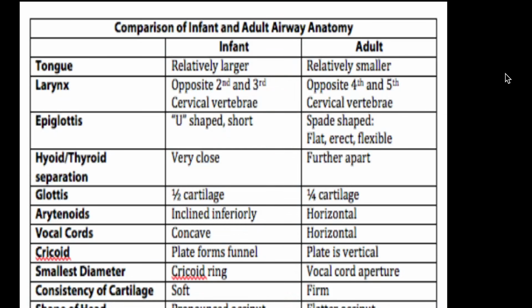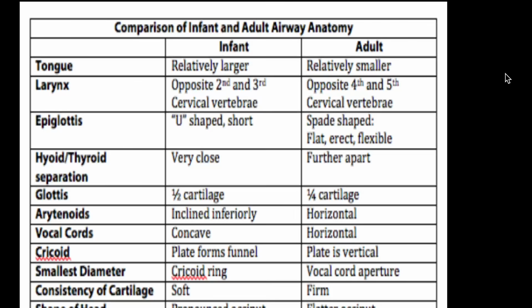Tongue, relatively large. Larynx, higher and more anterior, opposite C3 and C2. A U-shaped epiglottis. The hyoid-thyroid separation is very close. So what that means is that the space between the hyoid bone and the thyroid cartilage is small. And remember, that is the space that you're trying to open up with the tip of your laryngoscope blade.